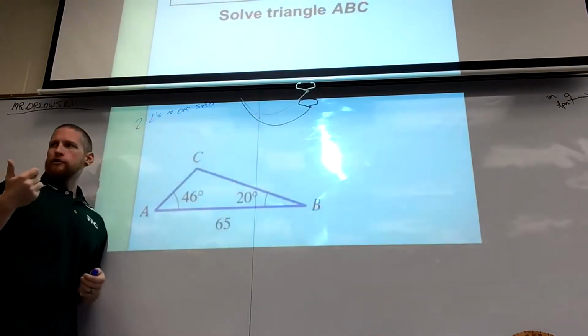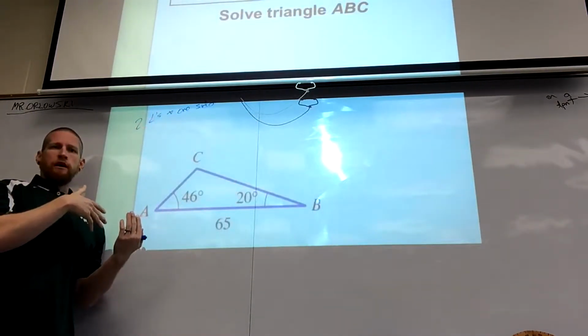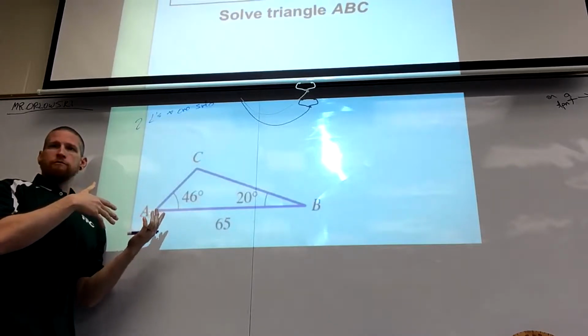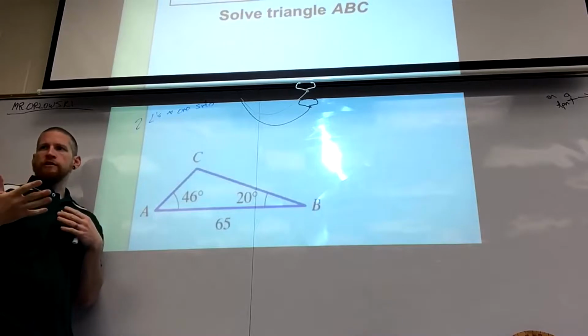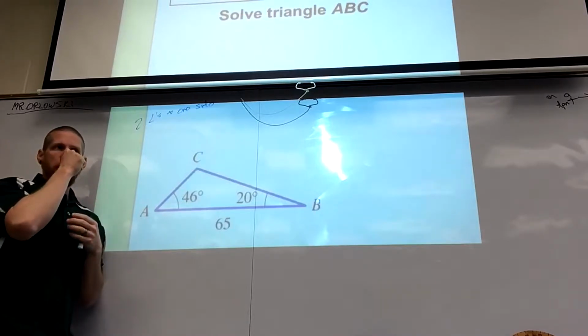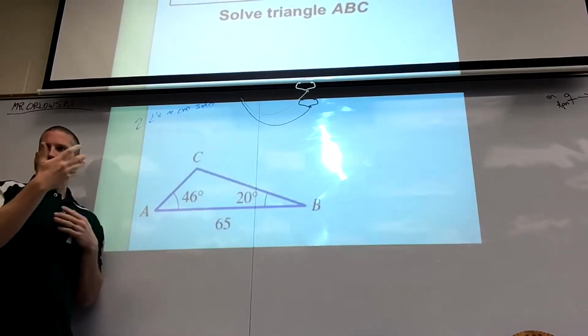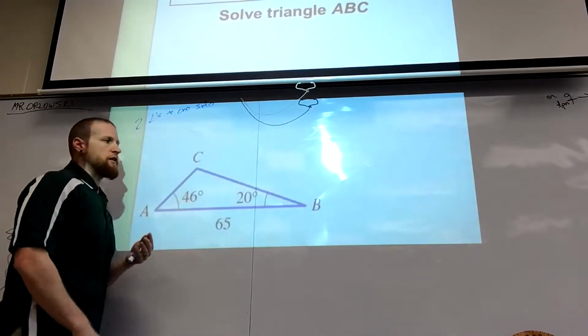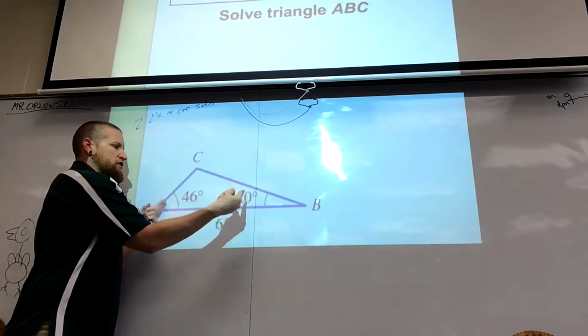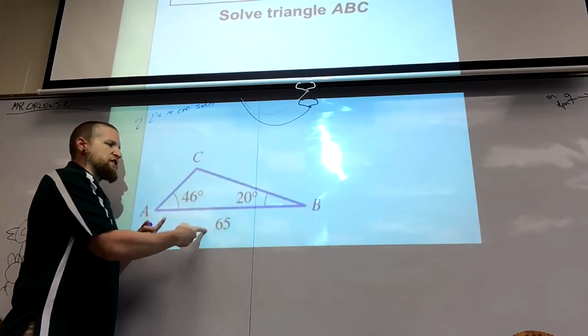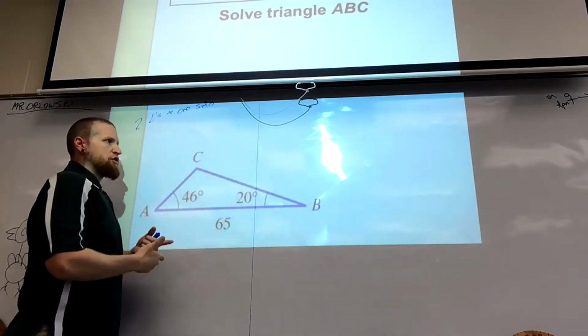It's not a right triangle, so I couldn't use the basic ratios, right? The right triangle ones. So you'd be doing either law of sines or law of cosines. Again, it's obvious we have to do law of sines because I haven't talked about law of cosines yet. But if this was a test, you would look and see I've got two angles given to me and one side length. That fits for law of sines.